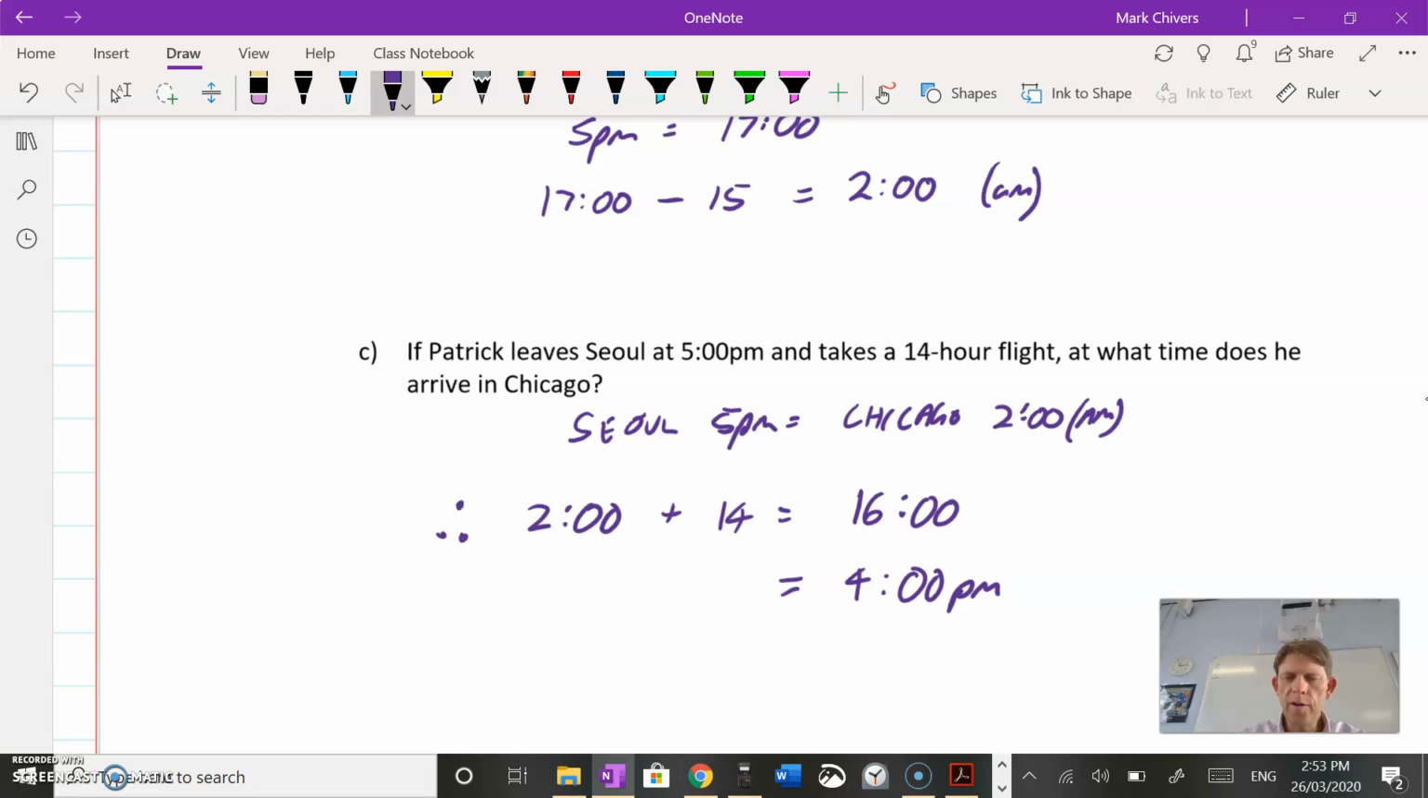So he leaves Seoul at 5 p.m. and he arrives in Chicago at 4 p.m. And that's how that works. So he actually leaves before he arrives. It's quite common when you're travelling that way. I once left Australia and we're going for Canada and arrived, I think, 5 hours before I left.